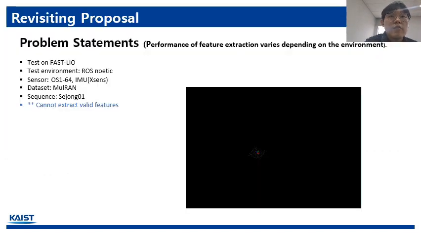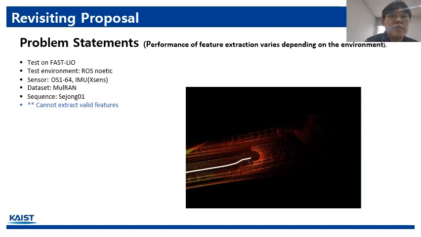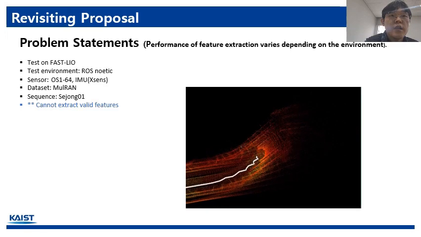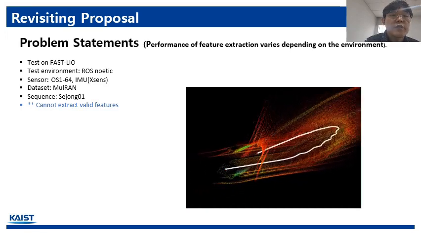As we mentioned in our previous proposal presentation, FAST-LIO showed that feature extraction performance highly depends on the environment. The video above shows an experiment using FAST-LIO to generate a map from sensor data obtained from a car driving over the bridge. As you can see, the system lacks accuracy in the driving direction for the bridge data.